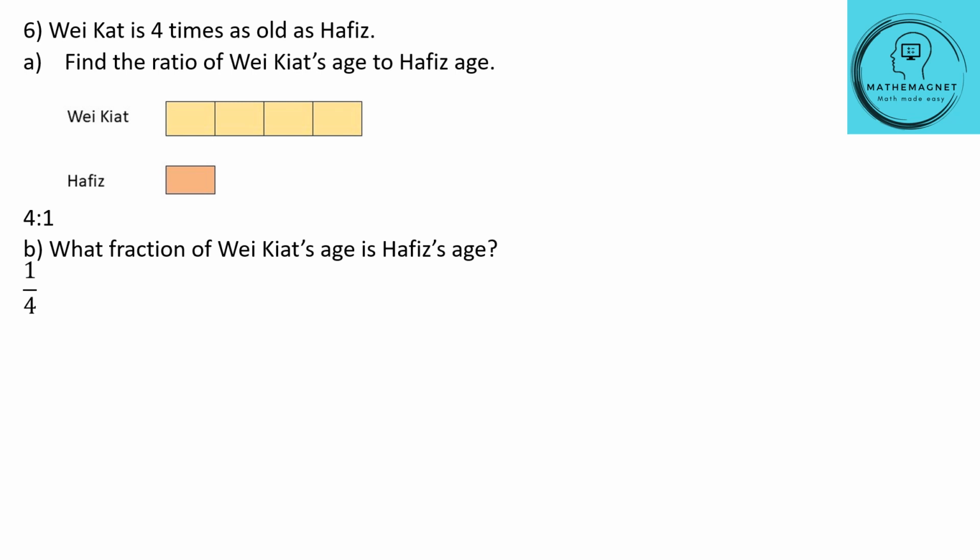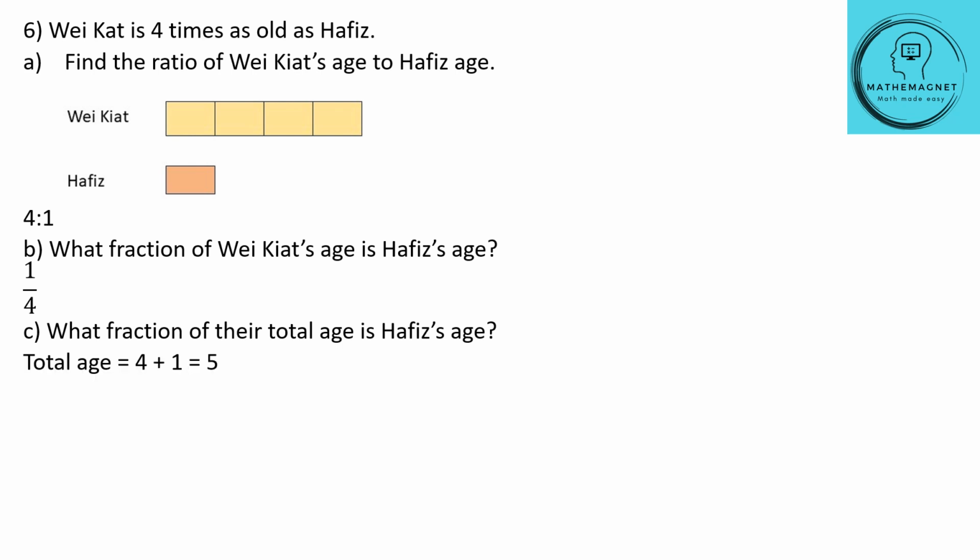What fraction of the total age is Hafiz's age? So here the total age is 4 plus 1, which is equal to 5. So that's the total age, and Hafiz's age we know is 1 unit. So the ratio will be 1 is to 5. In terms of fraction we can say Hafiz is 1 by 5 of their total age.